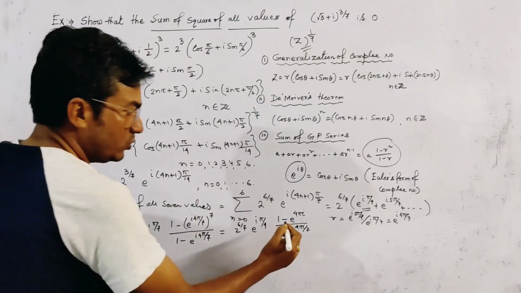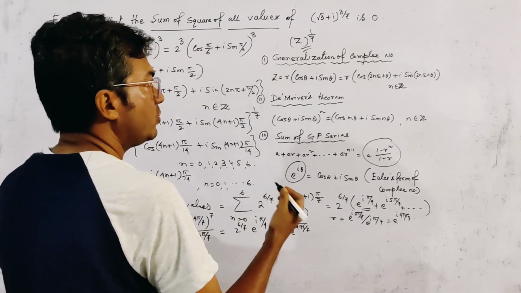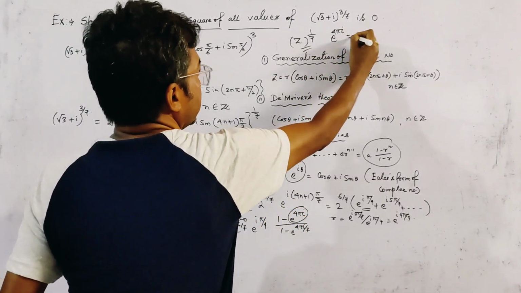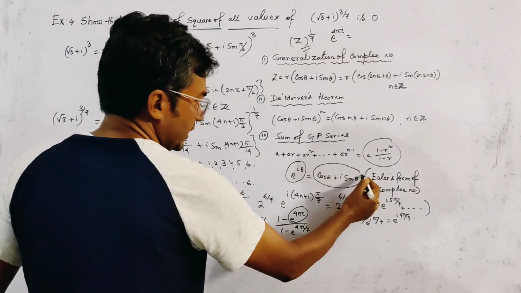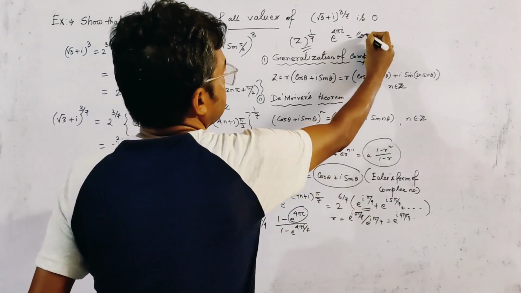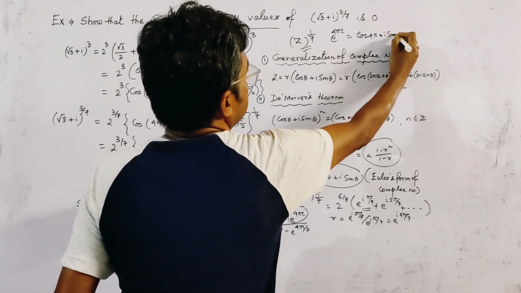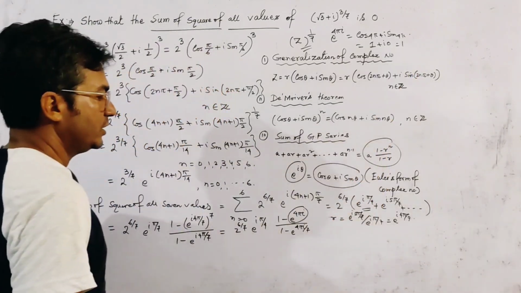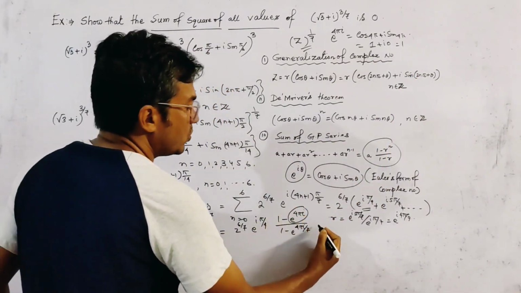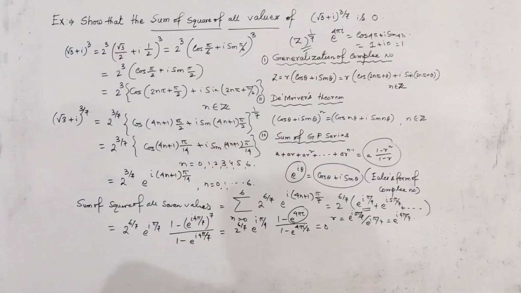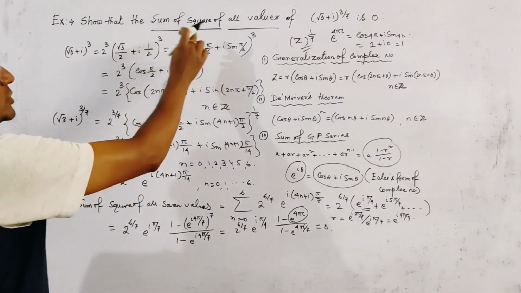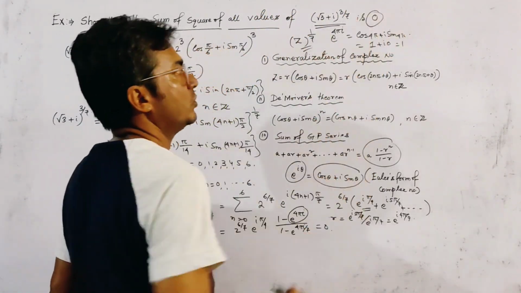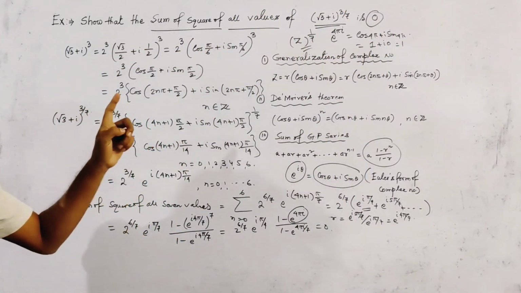Now what is the value of e to the power 4 pi i? e to the power 4 pi i is given by putting theta equal to 4 pi. So we get cos 4 pi plus i sin 4 pi. So clearly this is 1 plus i into 0, this is 1. So we put the value equal to 1, we get the result is 0. Okay, so we prove that the sum of the square of all values of this, that is the 7 values of this, is equal to 0. This is the complete proof of this problem.